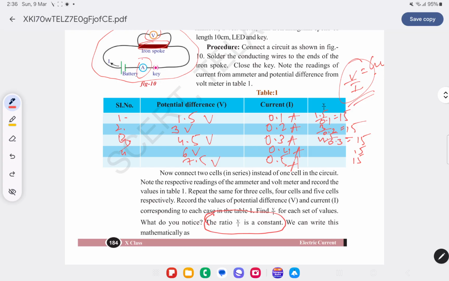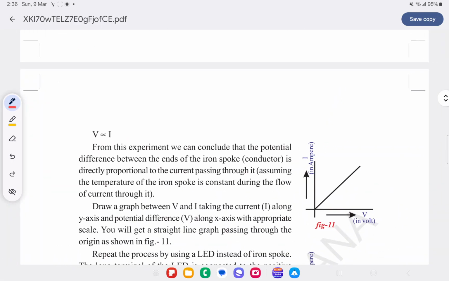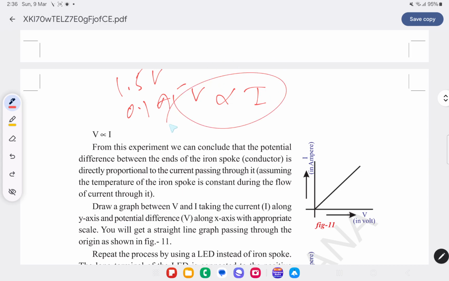Okay. Now, definition you have to write. See, in the table, whenever we are increasing voltage, current is also increasing. We are increasing voltage by 1.5 volt, current is increasing by 0.1 ampere. So proportionally it is increasing. That means voltage is directly proportional to current. This is nothing but Ohm's law.